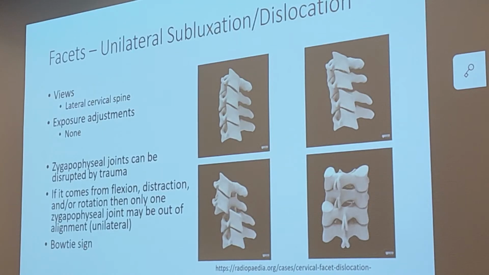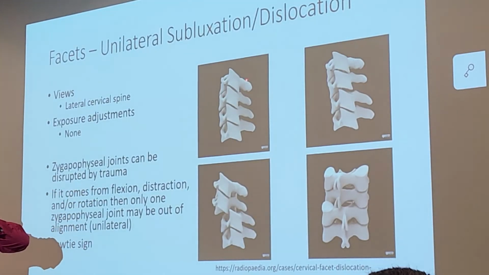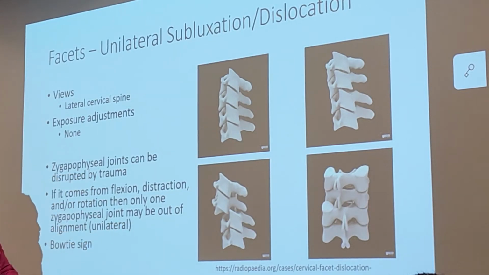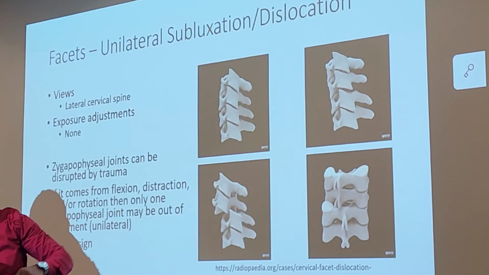And then spondylolysis is the seatbelt injury. We'll get to that. So our first pathology for today is the unilateral subluxation and/or dislocation. Basically, this is where the zygapophyseal joints can be disrupted by trauma. As you can see in this image, this is a perfectly normal spine, right? But you see how the facets shift on top of each other? That's where the dislocation occurs, and this is where the dislocation occurs as well.